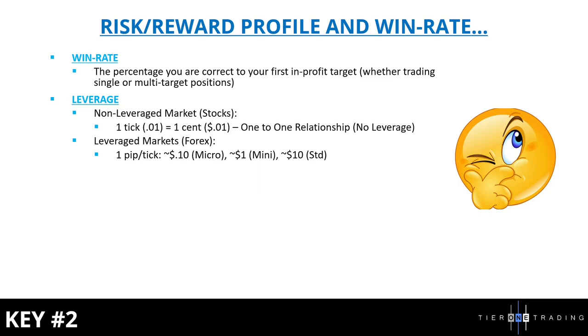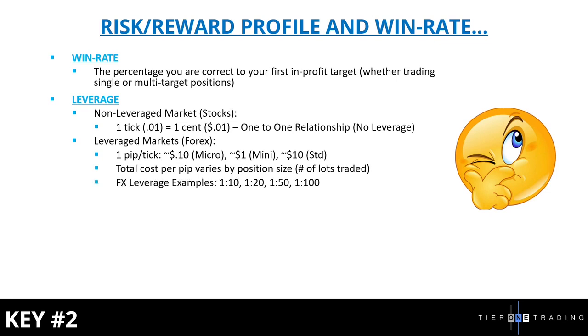But the idea is that 1 pip or tick cost is, for micro lots, that's 1,000 units worth of the currency you're trading, 10 cents. For minis, it's $1, and for standard lots, it's $10. Okay, simple enough. Total cost per pip values vary by position size, which is what I just said. Now, FX leverage examples. We can have 1 to 10, 1 to 20, 1 to 50, 1 to 100, 1 to 200. There's probably some others, maybe 300, who knows.